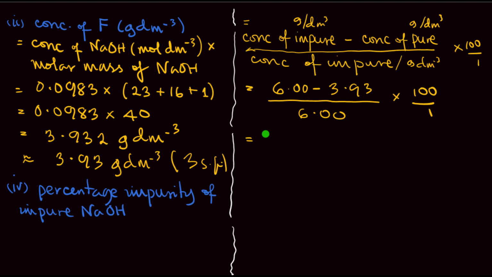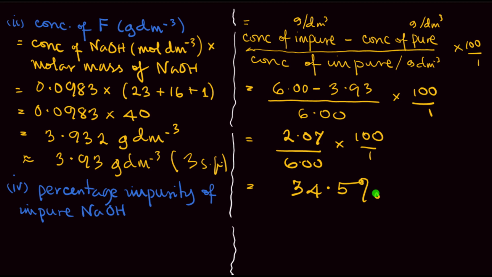This will give us, remember, you're not looking for percentage purity, you're looking for percentage impurity. So be very, very careful here. So 2.07 is the amount of impurity that was present. So this over the total mass times 100 over 1 will give us the percentage impurity, which is 34.5%. Right? Good.